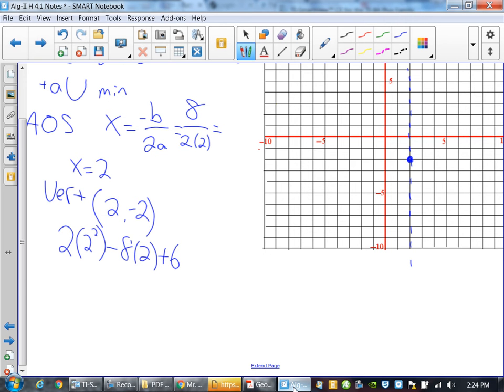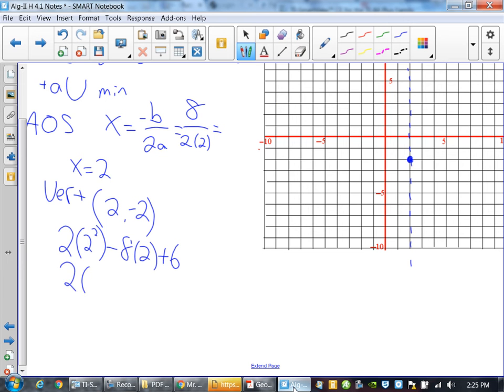There's my vertex. From here, I'm always going to ask you to plot 2 points after the axis of symmetry. The easiest way to do that is just take the next point to the right or the next point to the left. It doesn't really matter. If I move to the right of my axis of symmetry, what's my x value? 3. If I move to the left, it'd be 1. I'm going to use 3.